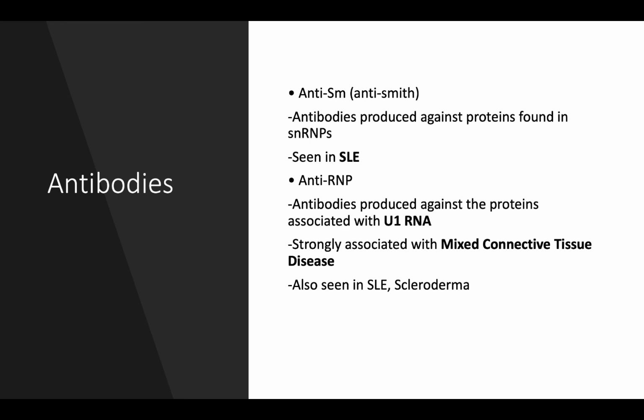Anti-RNP: we said these RNPs are U1 to U6. For U1, antibodies can be produced specifically against U1. This is present in a type of autoimmune disease called mixed connective tissue disease. Sometimes it can also rarely be seen with lupus and scleroderma.